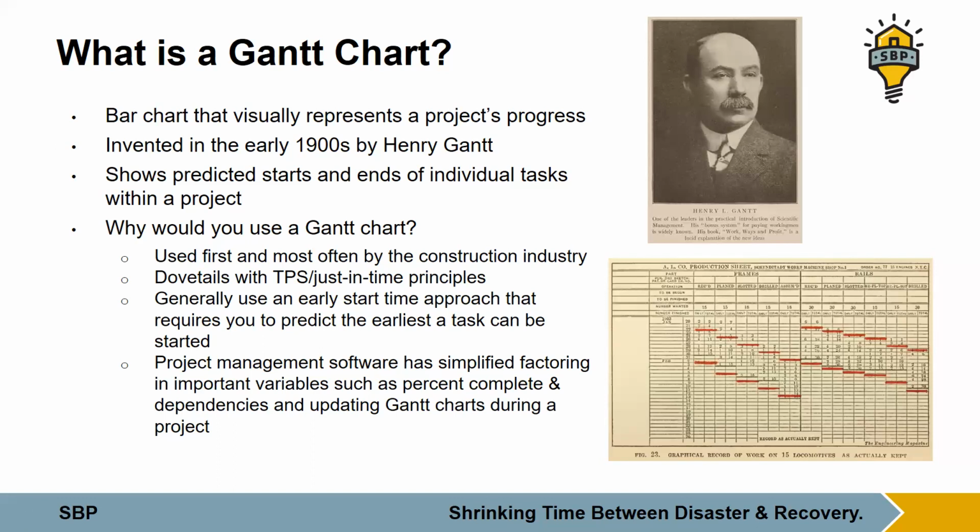Why would you use a Gantt chart? It was used first in 1912, I think, commercially by the construction industry, and it's often used in the construction industry, and we are a construction company. It dovetails with TPS and just-in-time principles, mostly because it generally uses an early start time approach that requires you to predict the earliest a task can be started. So you're like, when X task ends, I can start Y task. Project management software has simplified factoring in variables like percent complete or dependencies, like this has to be done before this starts, and makes it easy to update Gantt charts during a project.